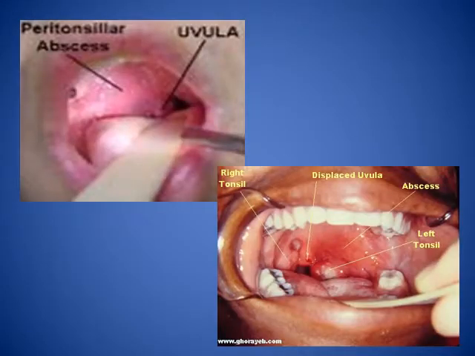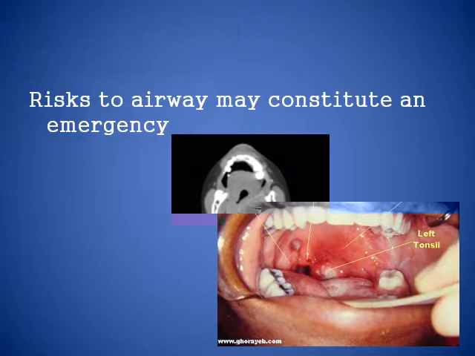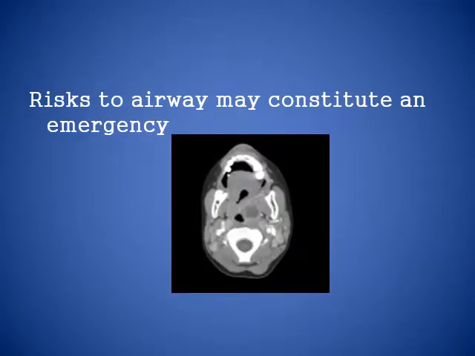Here are some pictures of what it might look like. It pushes the uvula off midline, so it's pushed to the side, and you might have some swelling on one side of the neck. So risk to an airway may constitute an emergency. Anytime you have swelling in your throat that's compressing it, you always want to think about the potential for airway compromise.